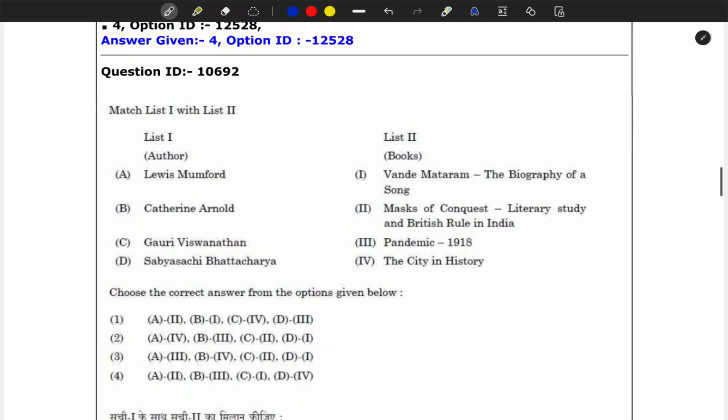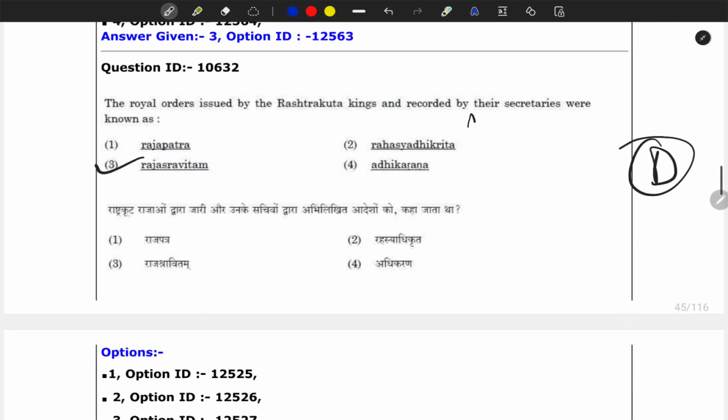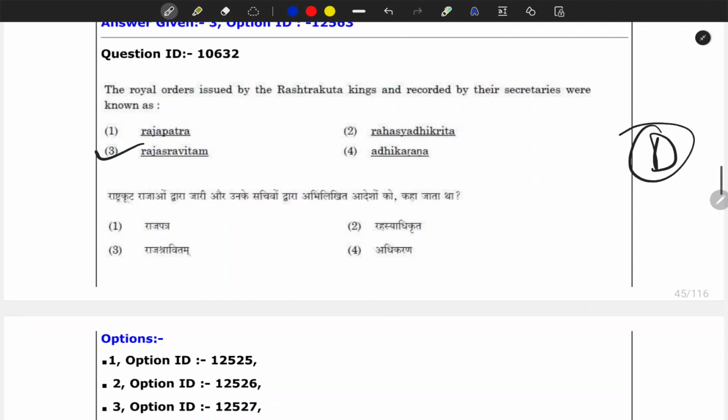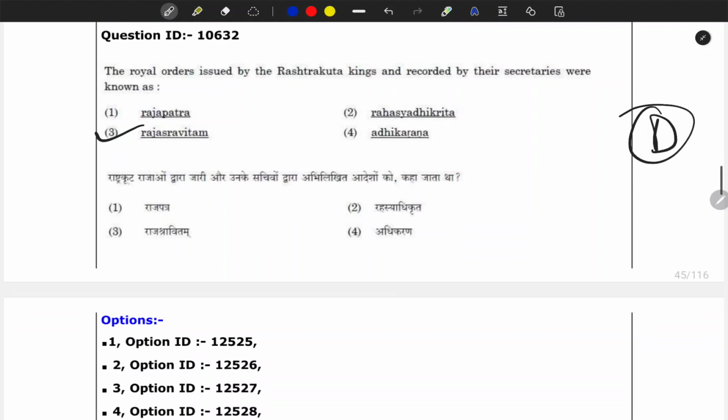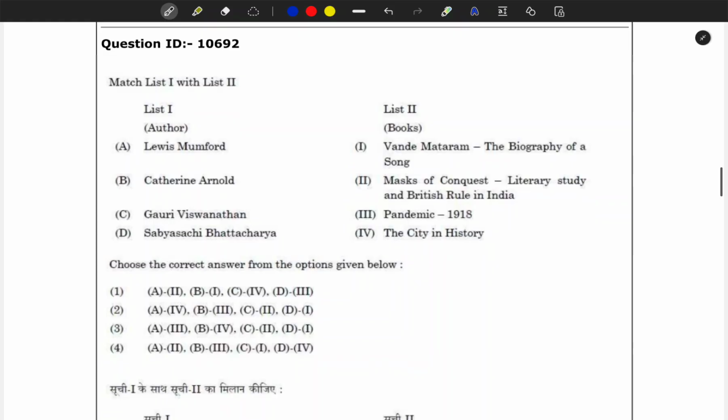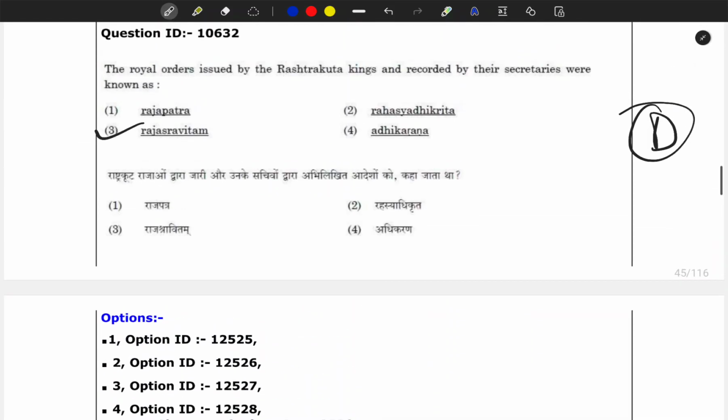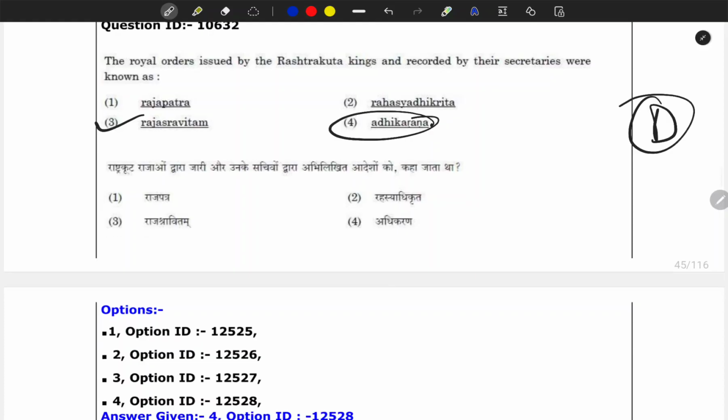Next is this question. Even after doing word breakdown, I was not able to do this question. But with the word breakdown you can eliminate this adhikaran word.